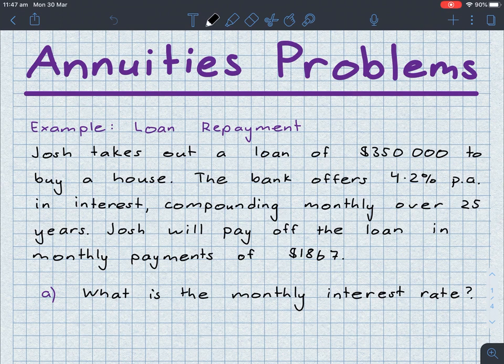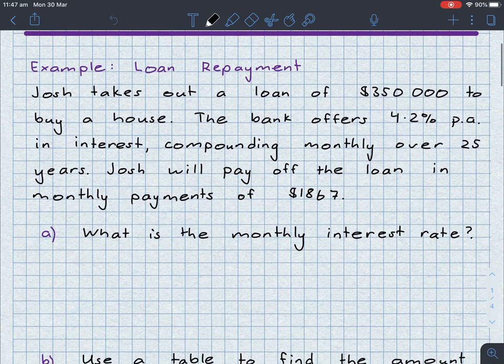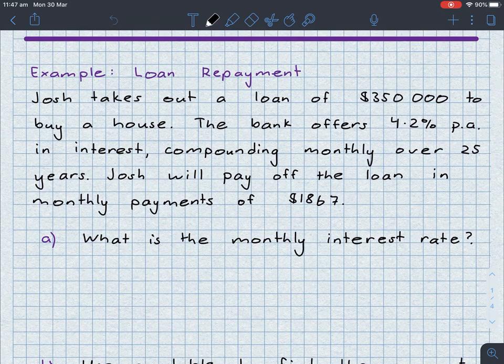So here we are talking about a home loan. Josh takes out a home loan of $350,000 to buy a house. The bank offers 4.2% per annum in interest, compounding monthly over 25 years. Josh will pay off the loan in monthly installments of $1,867. So, first question that we're going to answer, what is the monthly interest rate?